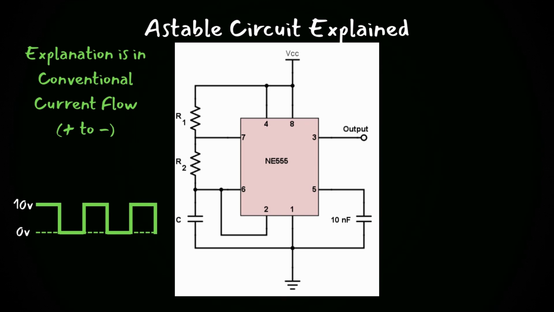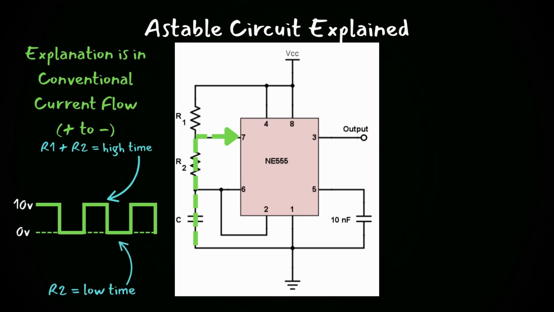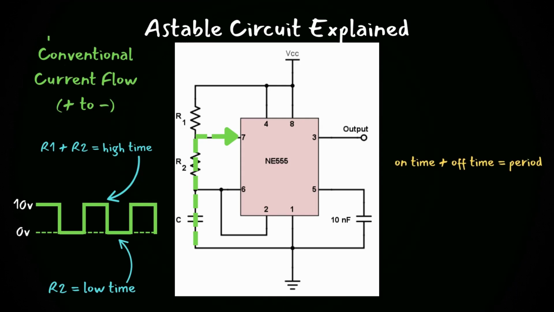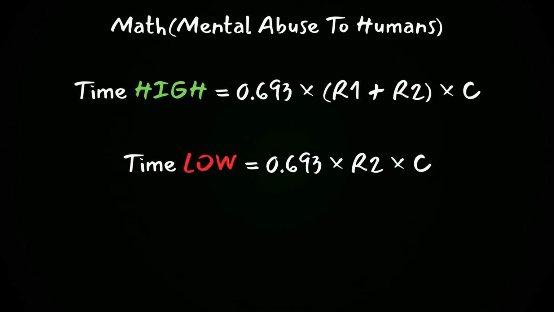Well, R1 and R2 affect charging time of the capacitor, which affects the high time. And since R2 is the only resistor in control of discharging, this means it will control both on time and off time, while R1 only controls on time, or high time. This of course affects the duty cycle, which in turn also affects the frequency, because on time plus off time equals period. What I just explained is summarized by this math right here.